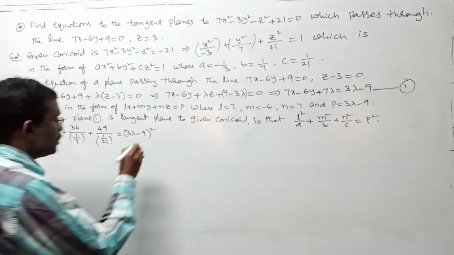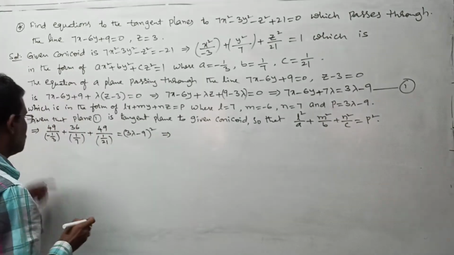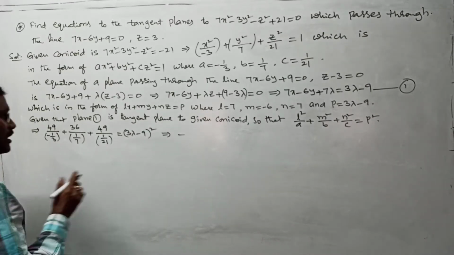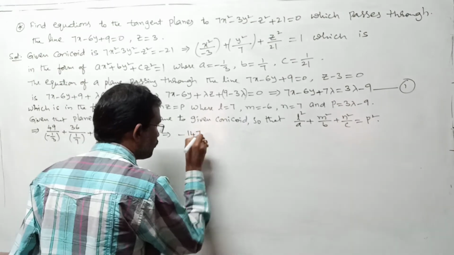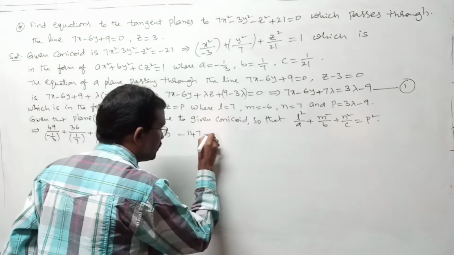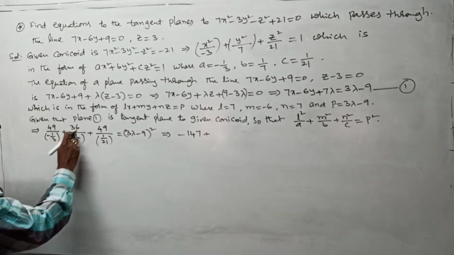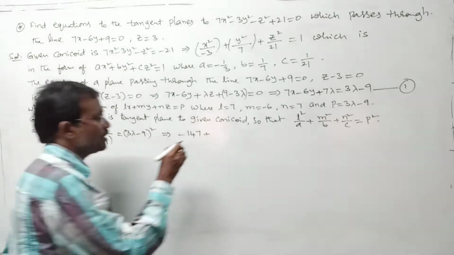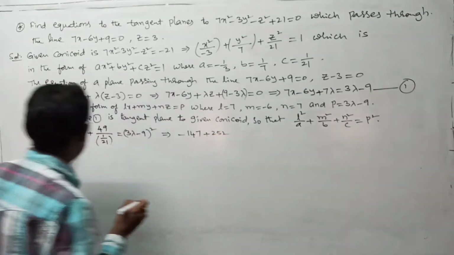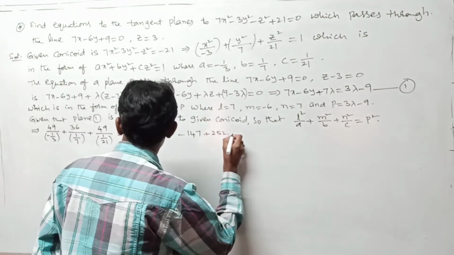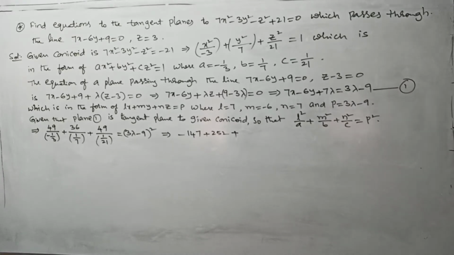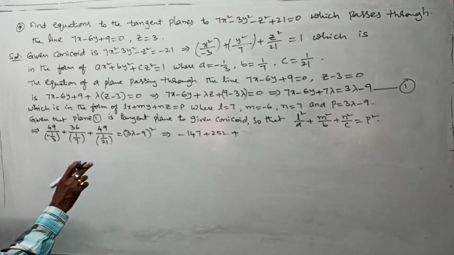Right? You can now simplify this. This is minus 3 into 49. 49 into 3 is 147. So 1 minus 147 plus 36. Actually 1 by 7 means 7, and 7 into 36 is 252. Plus 49 into 21. What is 49 into 21?